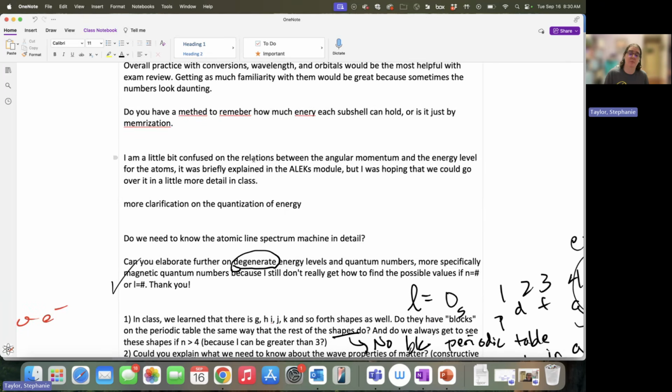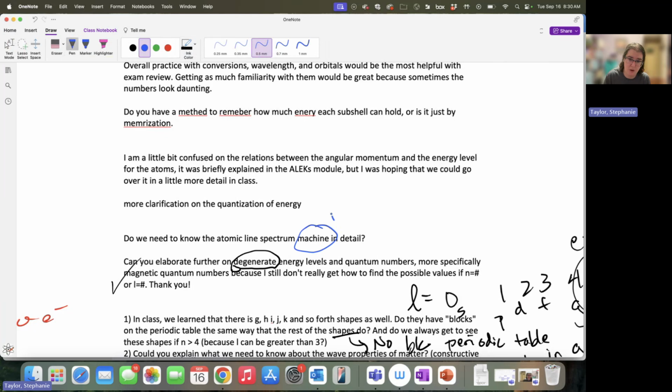Do we know the atomic line spectrum machine in detail? The machine, no. The atomic line spectra, sure. We did this already because we were talking about how we go from high to low and we get energy out. So that's what we're talking about. If the goal is just to know what those things are, then I answered that question. But you need to know how you add energy into electrons to get them excited? No.